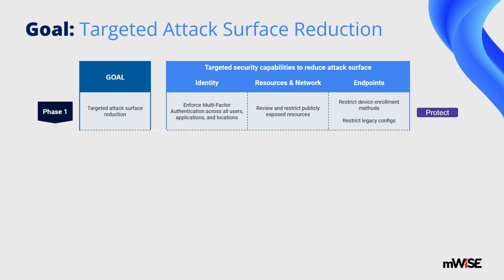And the goal of this phase is to protect the most sensitive components of an infrastructure. At the identity level, enforcing multi-factor authentication across all users, all applications, and throughout all networks. And if we have accounts that we cannot enforce multi-factor authentication on, that's fine as long as we restrict their login to your internal network only.